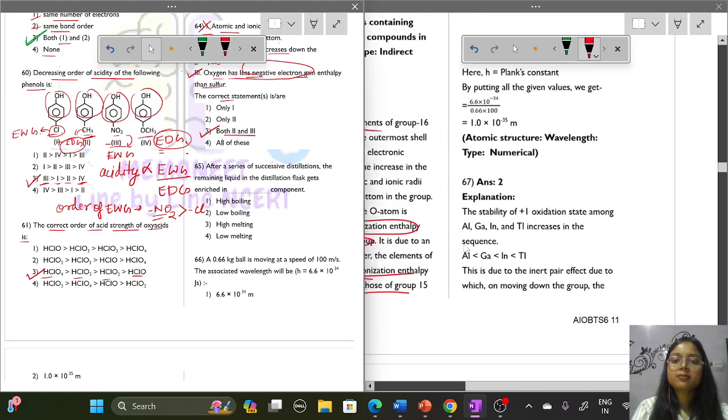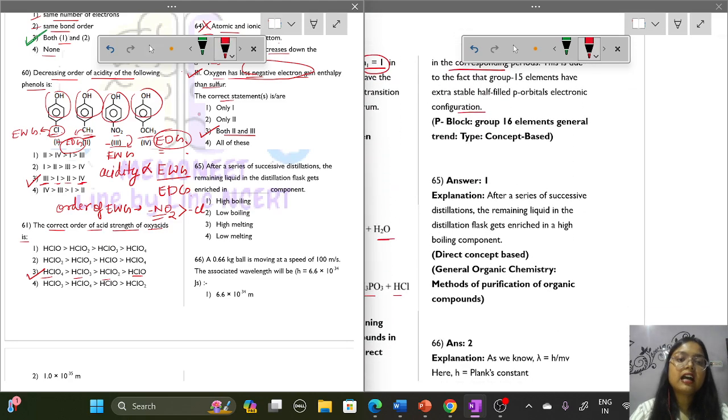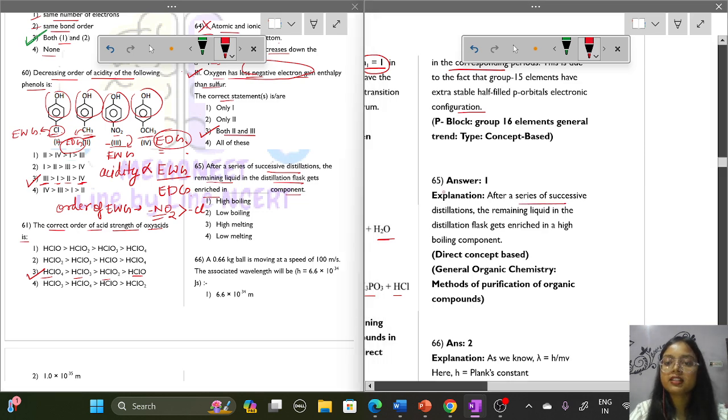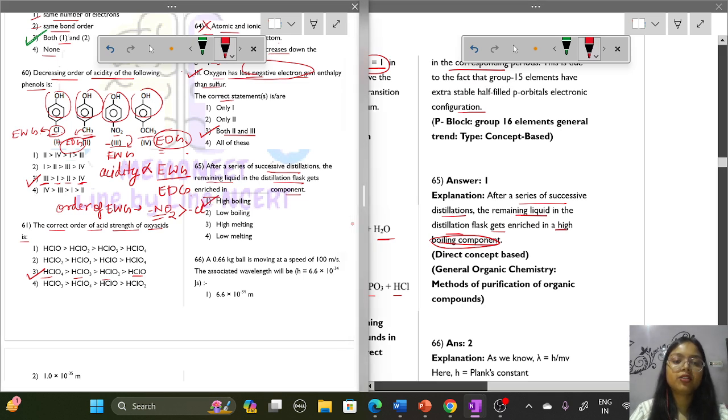Next is question number 65. After a series of successive distillations, the remaining liquid in the distillation flask gets enriched in the dash component. So the remaining liquid gets enriched in the high boiling component. So option number 1, high boiling component, will be the correct option.